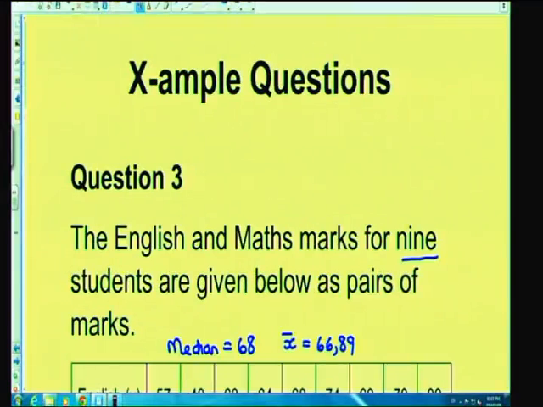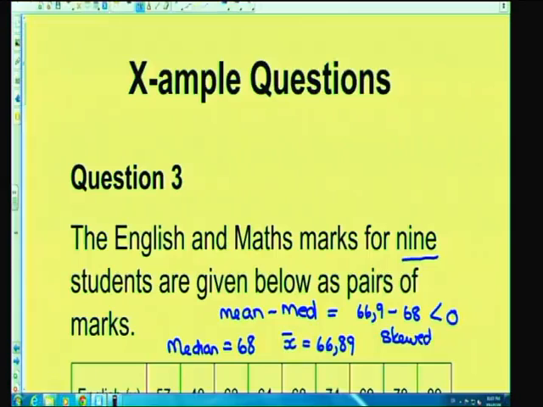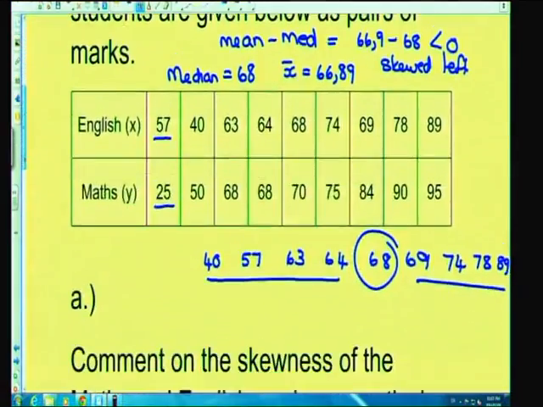Amazing how quickly one can forget the most important things. Right, so it's the mean minus the median, which in this case would be a mean of 66.9, subtract 68, which means it would be less than 0. So that's going to be a negative skewness or skewed to the left. So the English is skewed left. Right, now we repeat the process for our maths and see what they're doing.